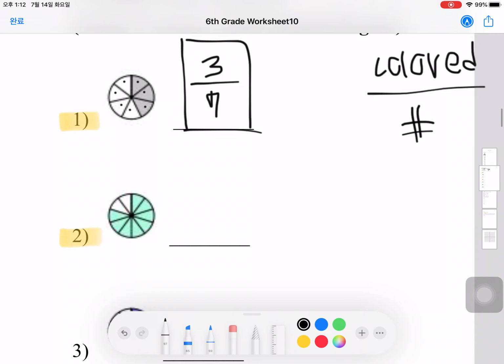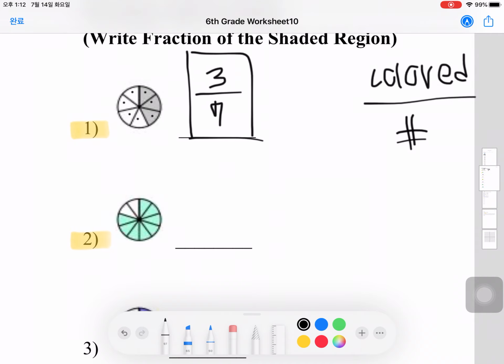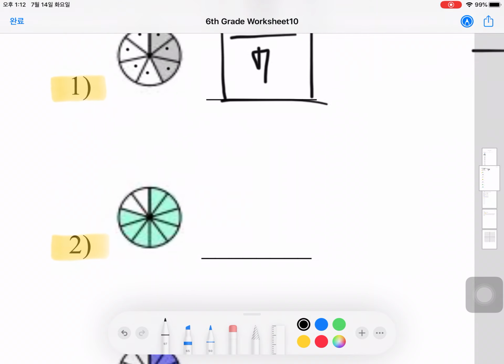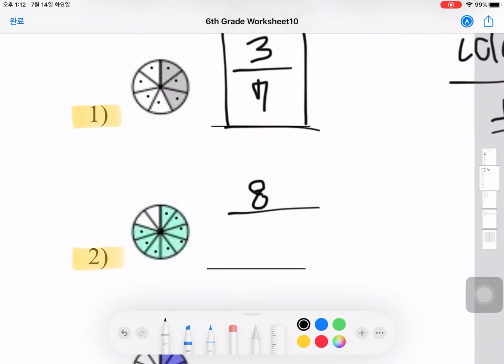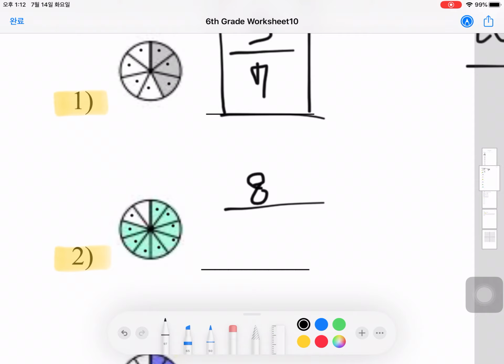Let's go on to number 2. This time there are a lot more shapes than the one before. So first let's count the ones that are colored. 1, 2, 3, 4, 5, 6, 7, 8. So again, the 8 goes on the numerator, and 8, 9, 10 goes on the denominator.